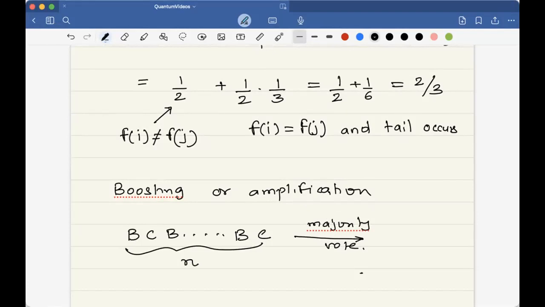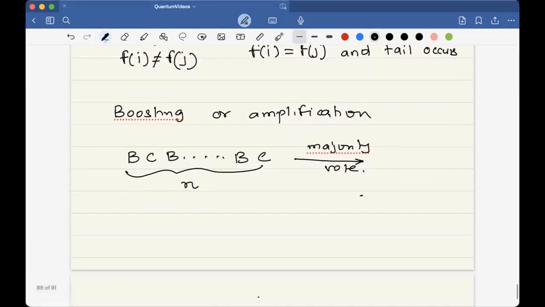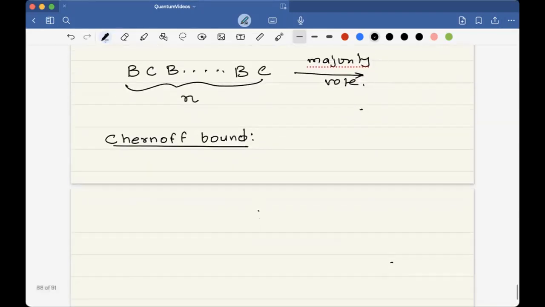Now, we want to make sure that we don't add any more overheads by running the algorithm n times. And it turns out there is an inequality in probability, which is called Chernoff bound, which comes to the rescue. And so roughly the Chernoff bound says the following.